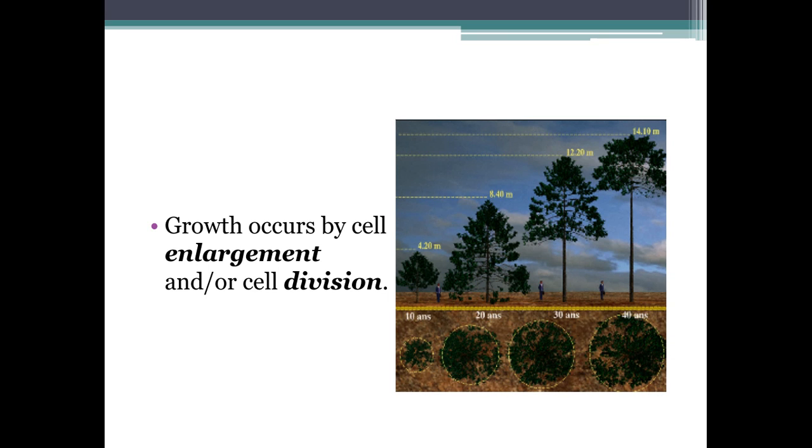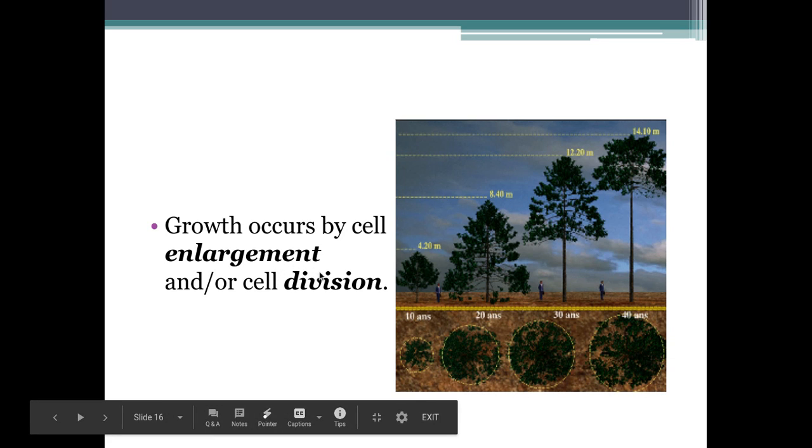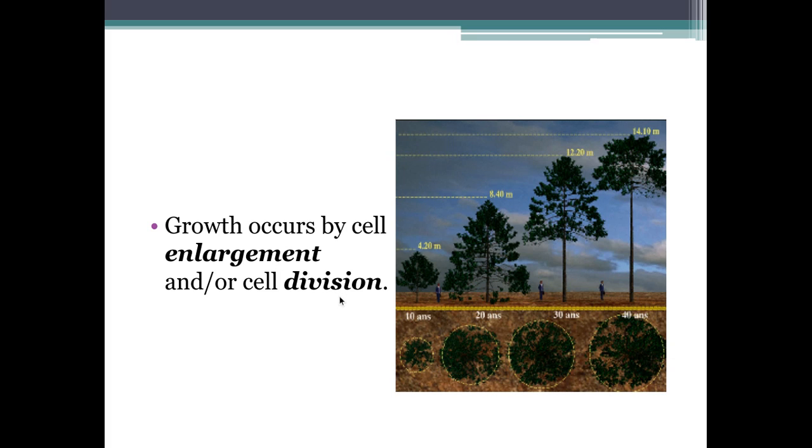Keep in mind, when we witness growth of living things, that can happen one of two ways, right? It can happen by cells getting bigger, right, or enlargement, or we can just add more cells, right? So remember in biology class, division equals multiplication. So when those cells divide, they make more of themselves, again, making the tissue larger and the organism bigger.